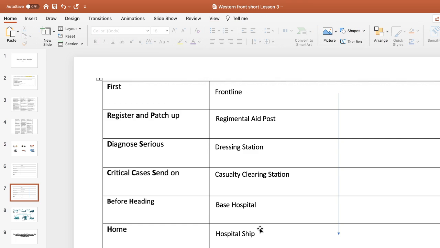You should be able to remember, and hopefully it's refreshing your memory about what's available at certain places and what happens there. So let's say if we go to our regimental aid post, what can we expect there? We're probably expecting simple treatment, dressing up wounds, that kind of stuff. Something that doesn't require any further help.